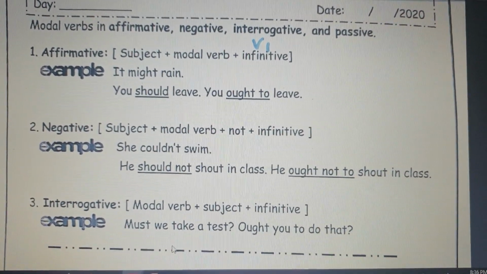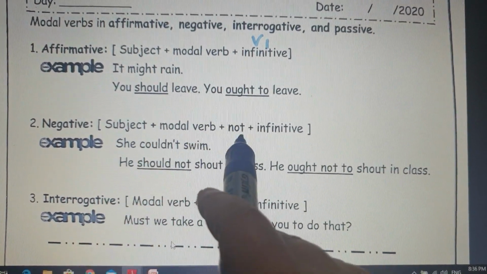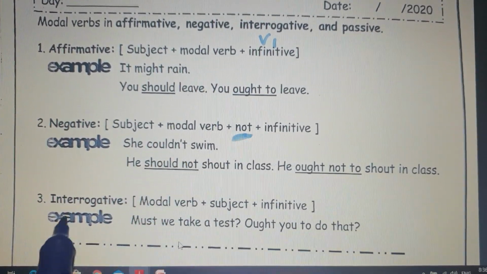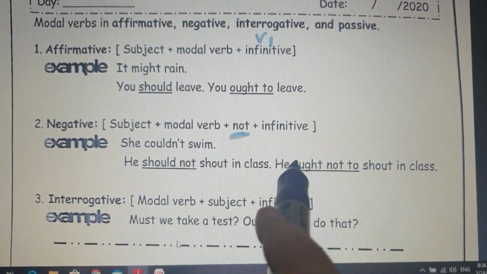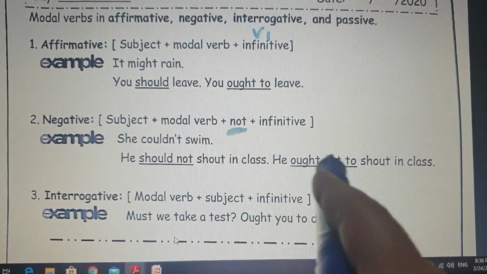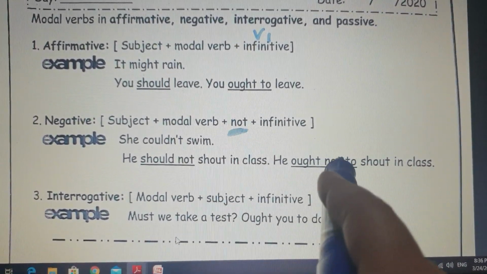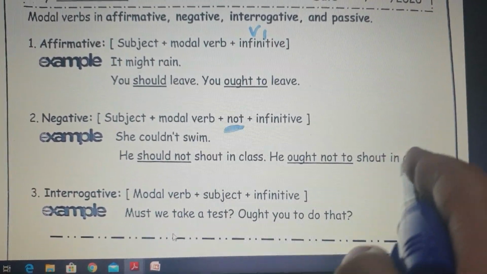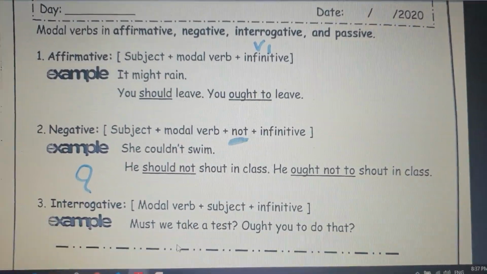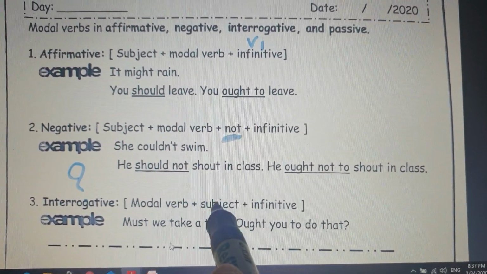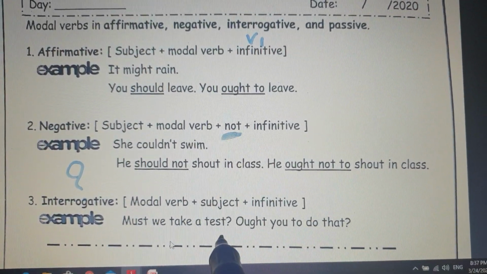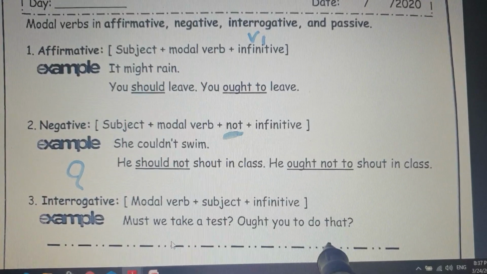The negative. Subject, modal verb, plus not, plus infinitive, verb 1. She couldn't swim. He couldn't shout in the class. He ought not to shout in the class. Remember, notice here that for ought to, we put the not in the middle, okay? Interrogative means question. Modal verb, subject, then the verb. Must we take a test? Ought we to do that?